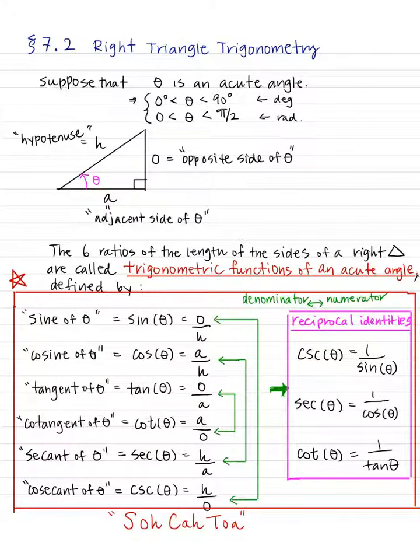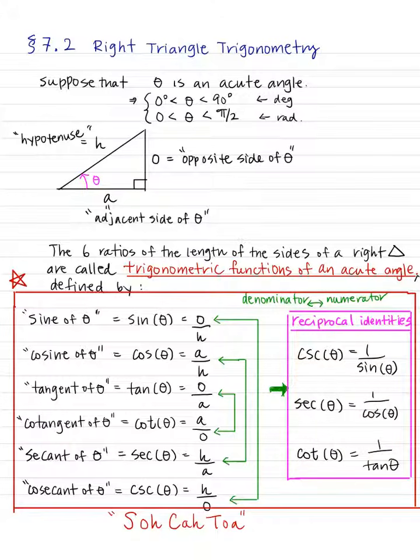Okay, so let's get into section 7.2, right triangle trigonometry. I've already written down what's important, so let's just go over this. Suppose that theta is an acute angle. So what is an acute angle? The angle had better be between 0 and 90 degrees in degree measure, and equivalently 0 to pi over 2 in radian measure.